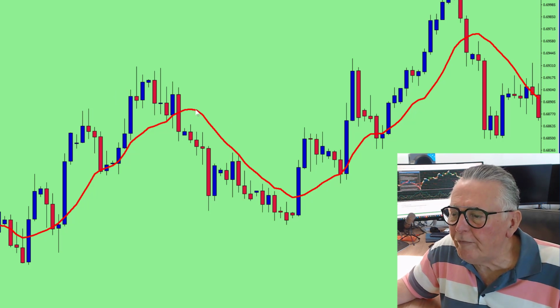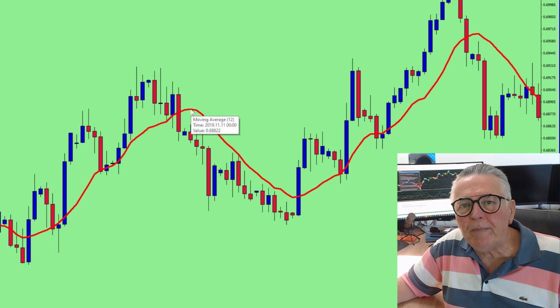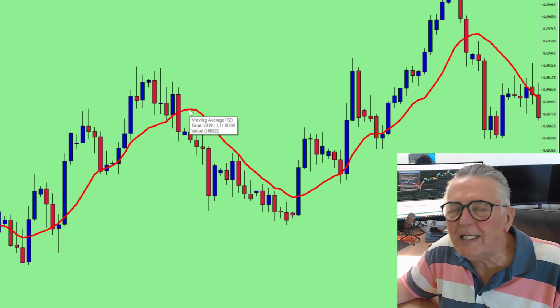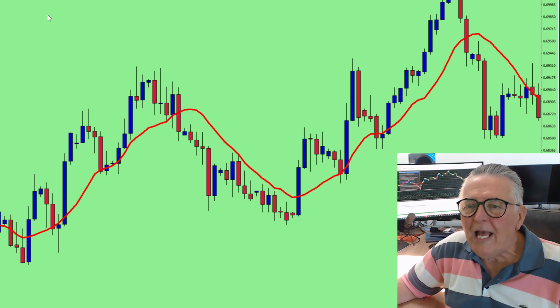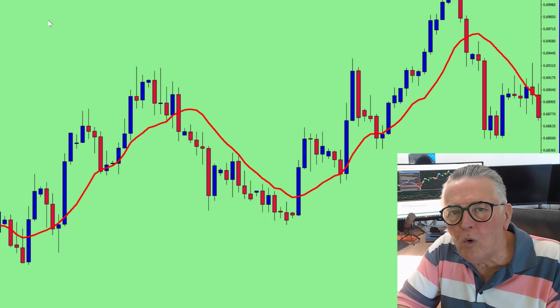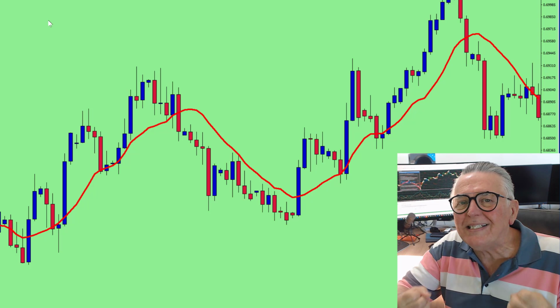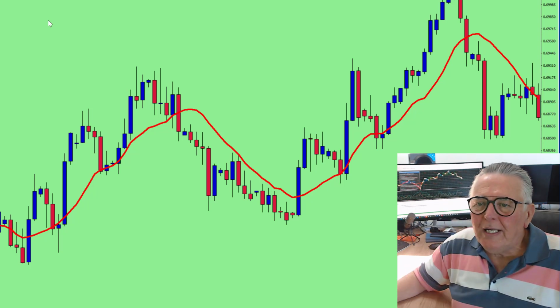Now there are various means of drawing moving averages, and what I'm going to do is load the other ways that you can do it and give you an indication of what the differences are. And there's no right or wrong setting to use. It depends on whether the settings meet your requirements as a trader. So let's have a look.